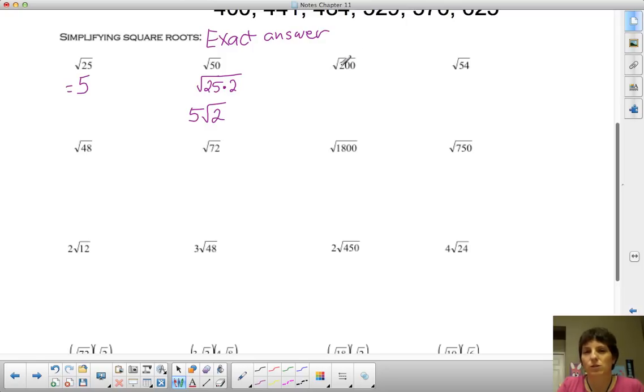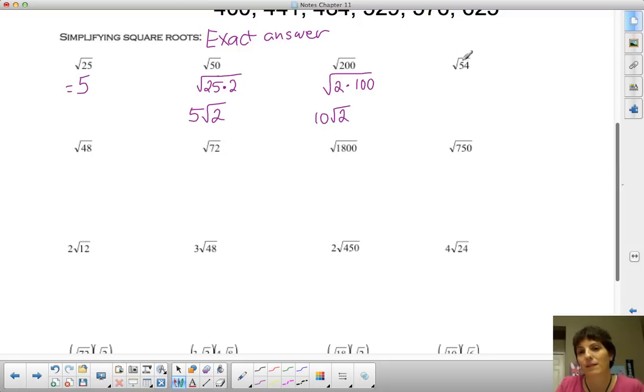Let's look at another one, 200. Perfect square times a number. Can I find it? Well, hopefully you're seeing 2 times 100. Again, 2 does not have a perfect square, so it's going to get stuck inside. But 100 does have a square root that's exact. It's 10 times 10. So we'll take the square root of 100, that's 10, and put it on the outside, times the square root of 2, because that one got stuck inside.